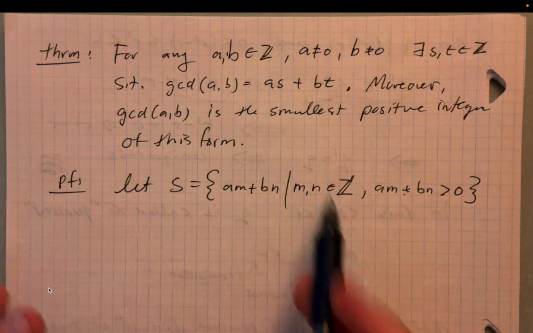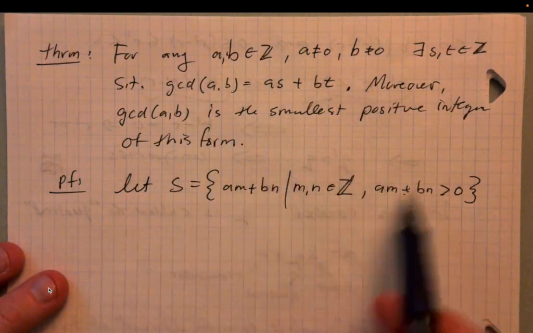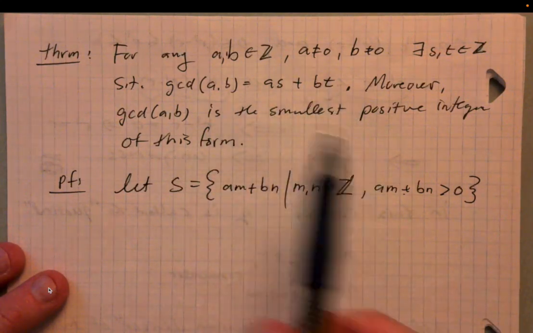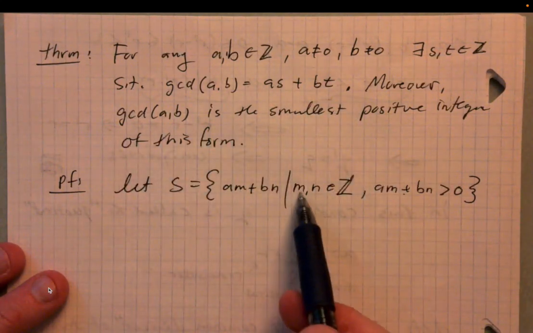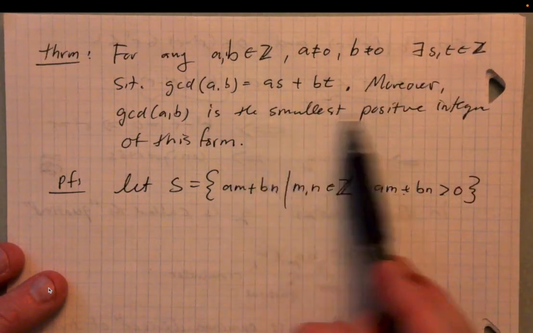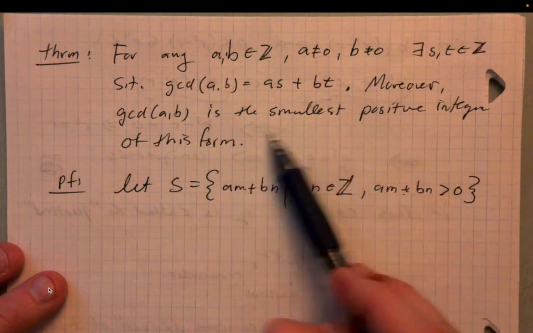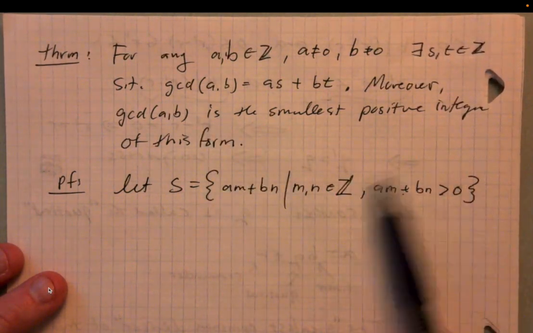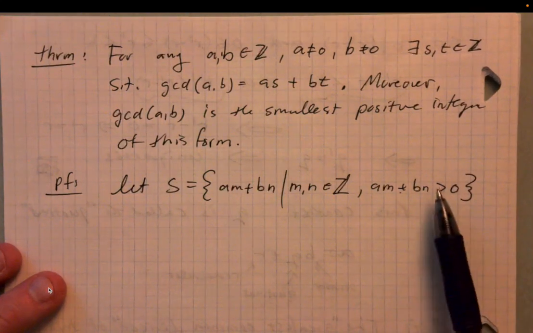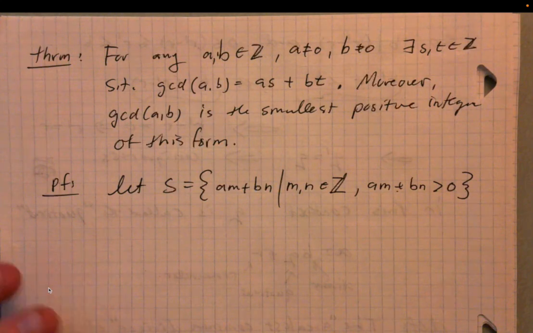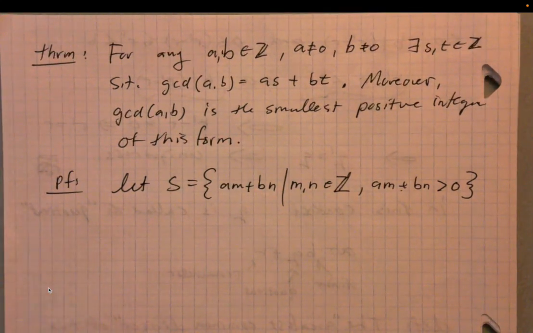Right, so this mirrors the requirements of the theorem. AM plus BN, that's your AS plus BT, and M and N are integers, S and T are integers, and the smallest positive integer of this form is the GCD, so this is why we bring this in. Let's consider the positive linear combinations here. That's what's happening with this set S. And S is obviously not empty.